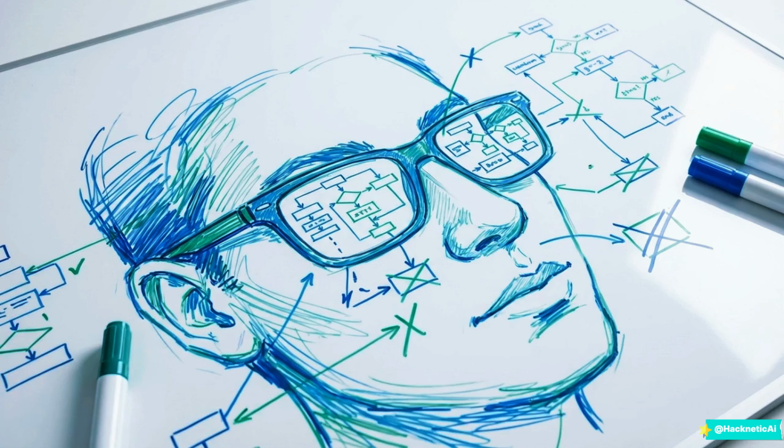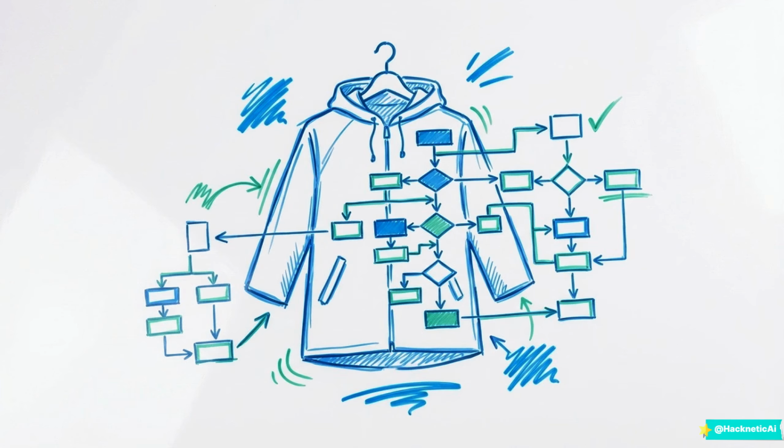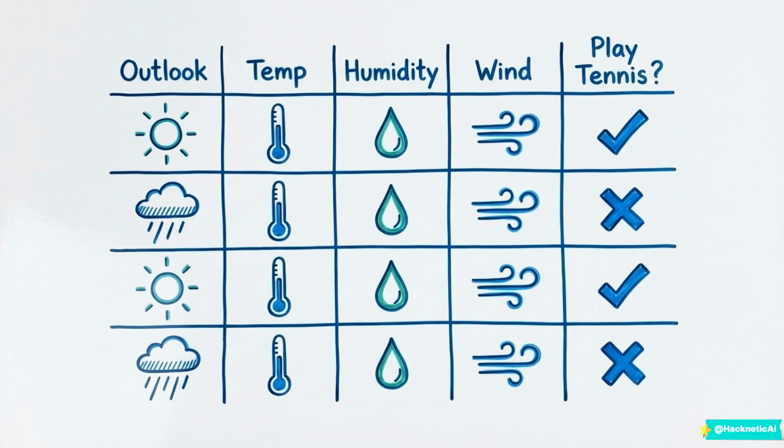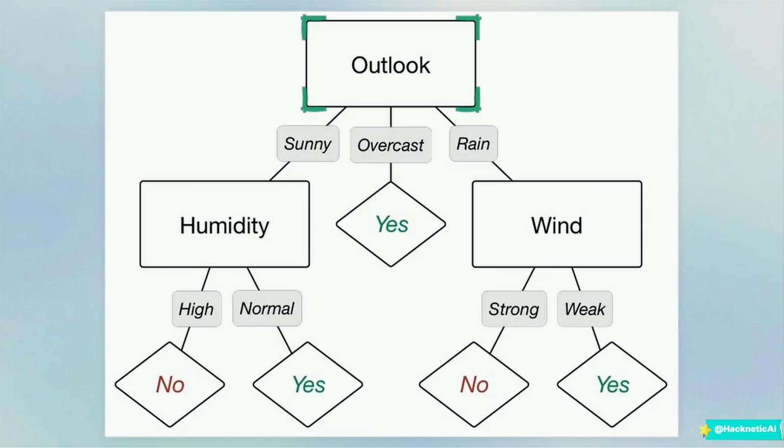Understanding this technology starts with a simple realization. Computers can be taught to follow the same step-by-step logic we use to pick a jacket. To see how this looks to a computer, let's use a classic example. We'll look at a record of past weather conditions and whether people actually went out to play tennis on those days. This diagram shows how the computer organizes that history.